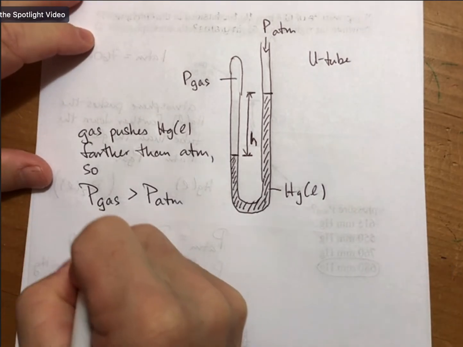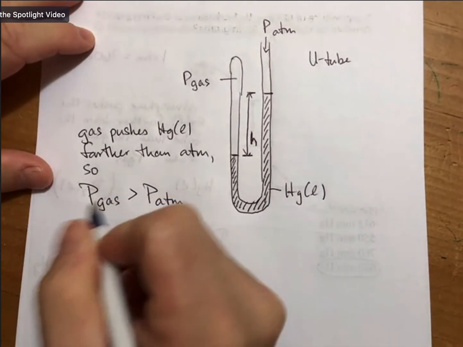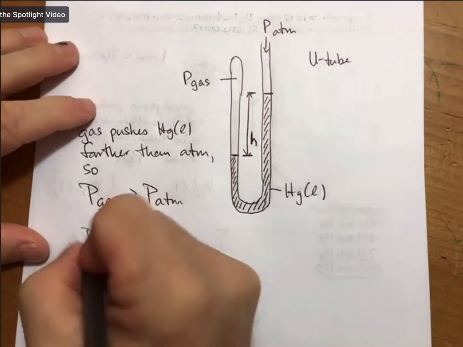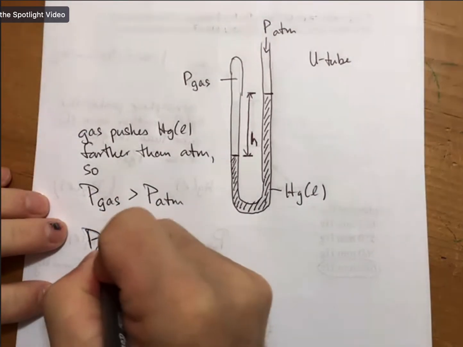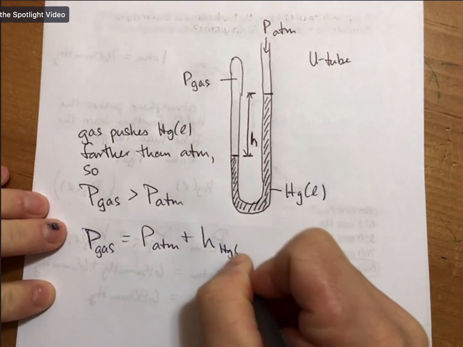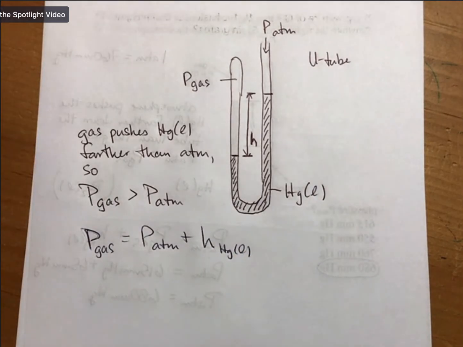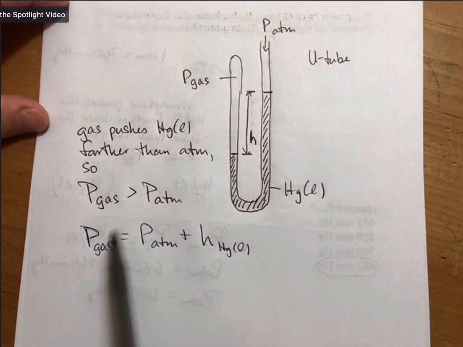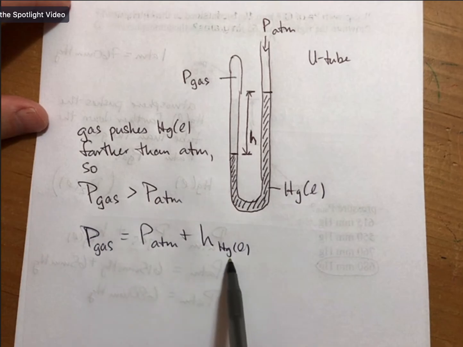Because I know that the partial pressure of my gas, time to go to my backup pen. There we go. My partial pressure of my gas is now equal to the partial pressure of my atmosphere plus my mercury, my height of my mercury. And so that keeps it as a positive sign. And so the process, which can be confusing for this, is find out which one is bigger, and then add the mercury to the other one to get the bigger one.